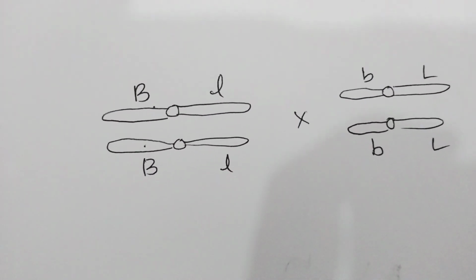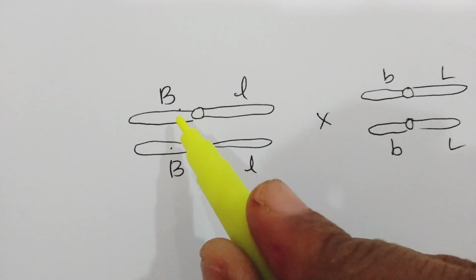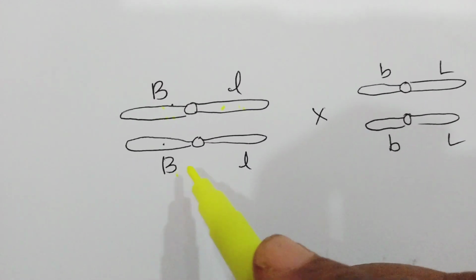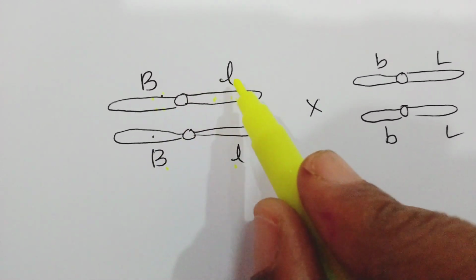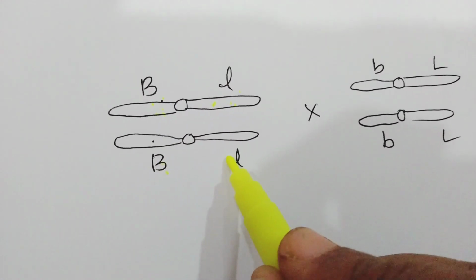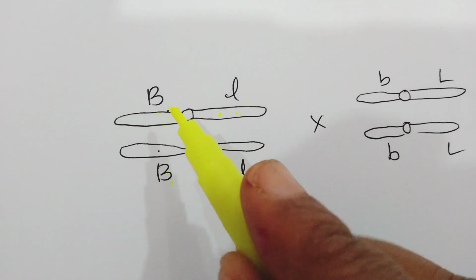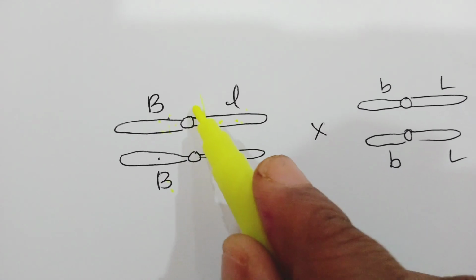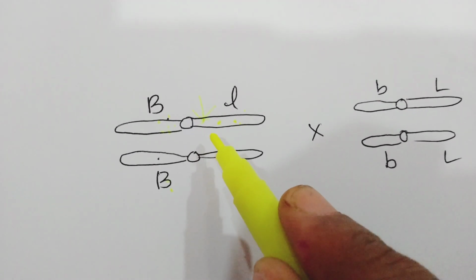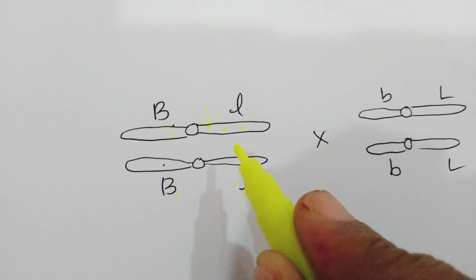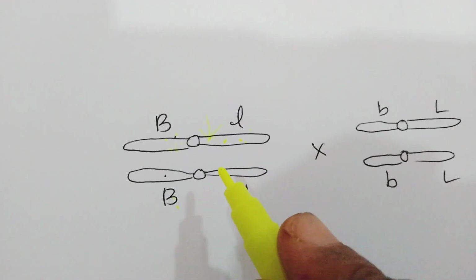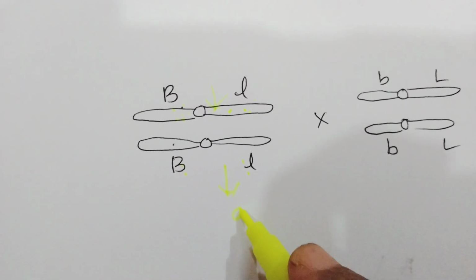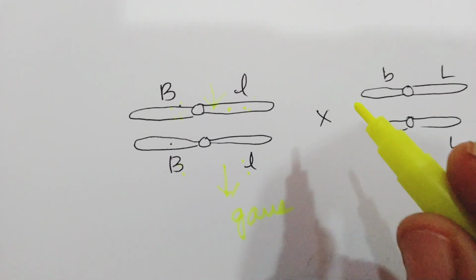These are the parents taken in the cross. The same chromosome carries one dominant and one recessive gene. This kind of arrangement is called a repulsion arrangement. When one dominant and one recessive gene are present on a single chromosome, they tend to separate. That means they show repulsion. They want to separate themselves while going into the gametes. That's why here we got more recombinants.